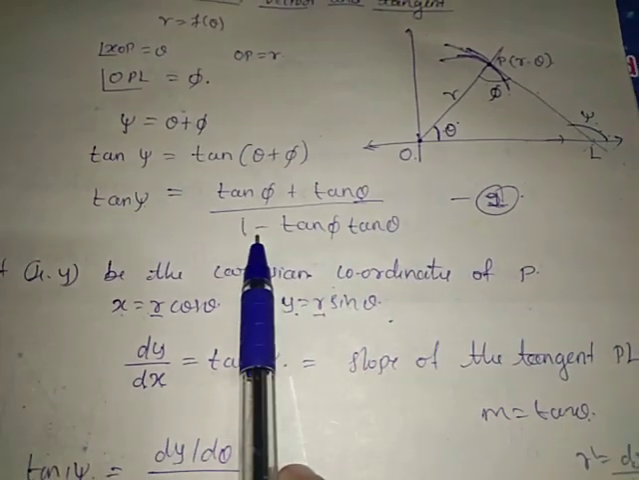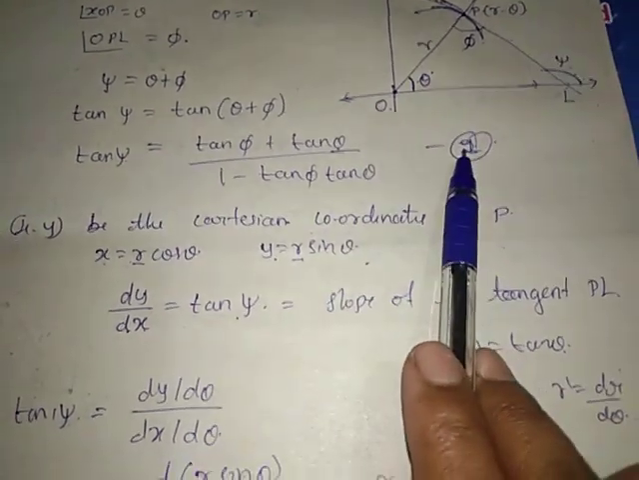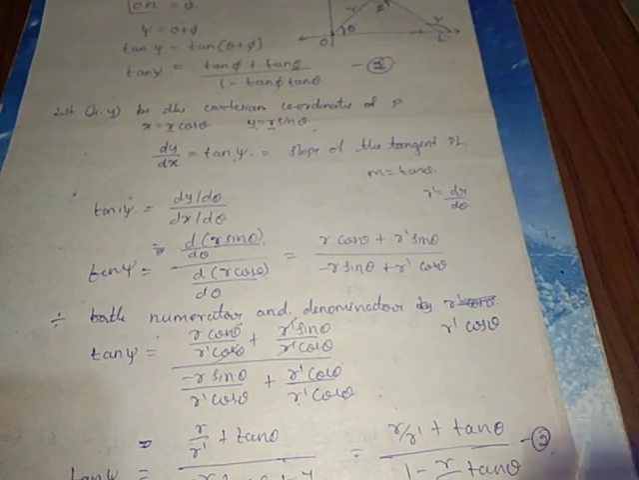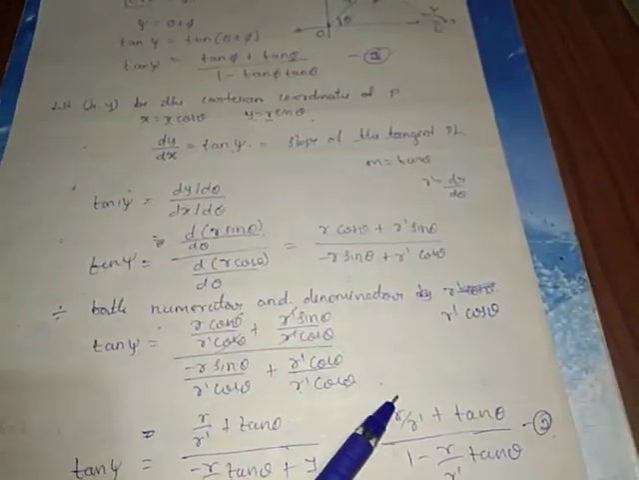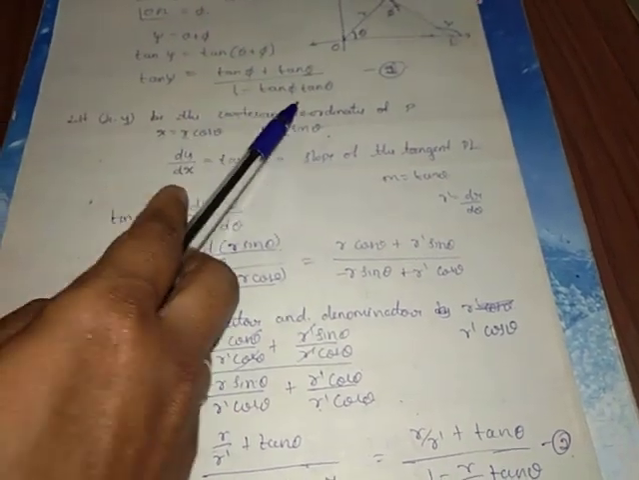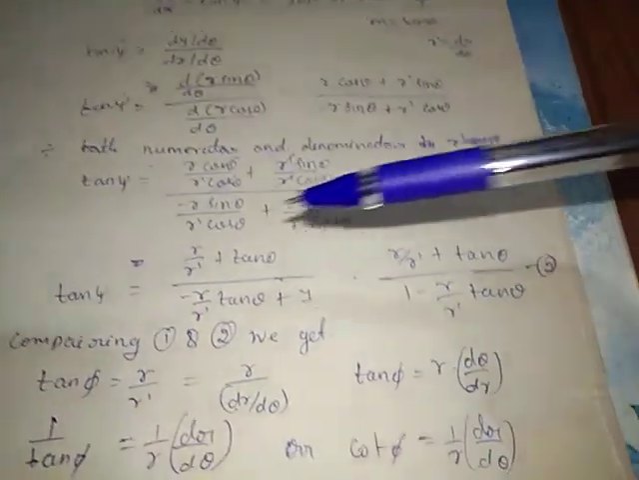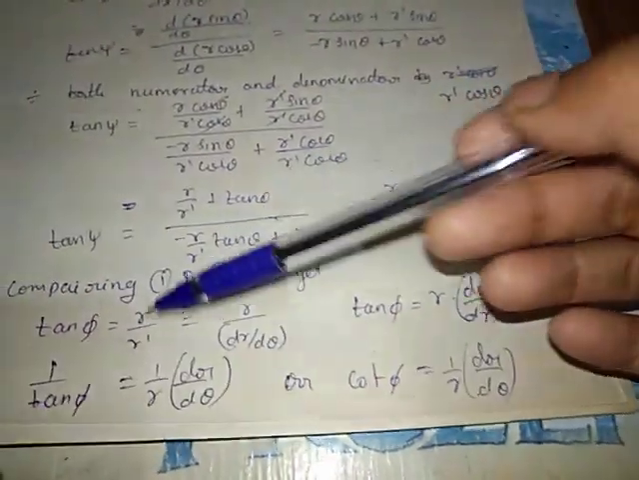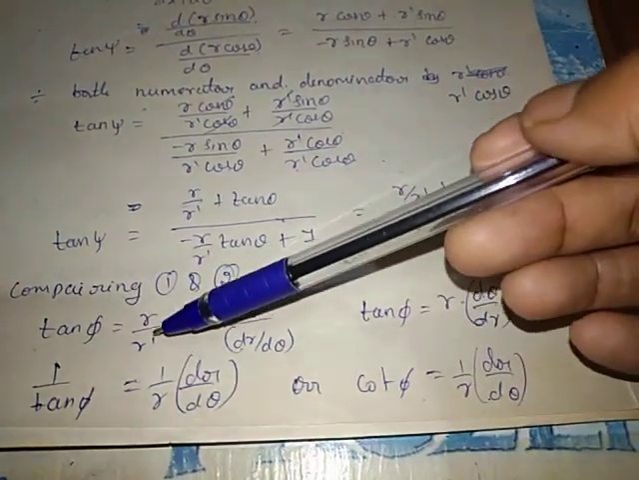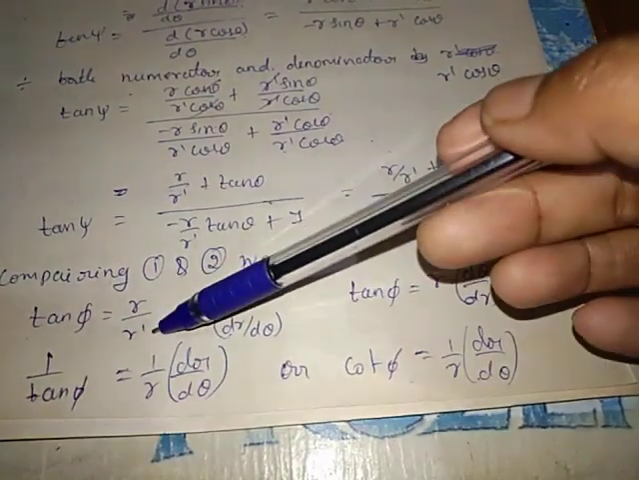Now here equation 1 is tan phi plus tan theta divided by 1 minus tan phi into tan theta. By comparing equation 1 with equation 2, tan phi is nothing but r by r dash, tan theta as it is, and 1 minus tan phi is r by r dash into tan theta. So by comparison, we can write tan phi equals r by r dash. Here r dash is nothing but dr by d theta, so replace the r dash here.